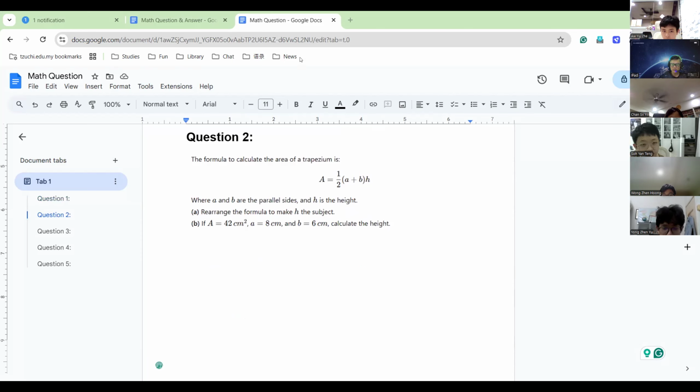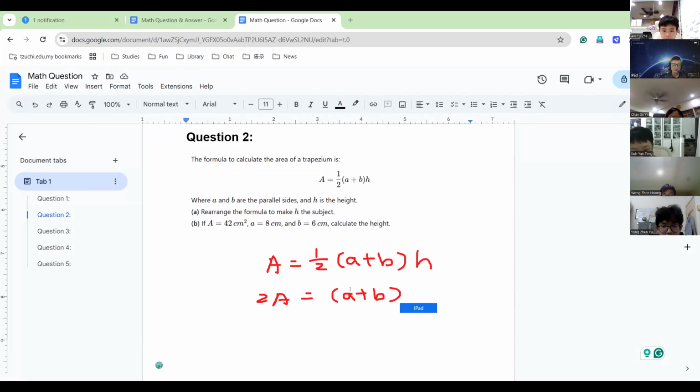Okay, so I have received a question. So this is the question. I received the question why we put 2A equal to A plus B times H, right? So the question is when we move this thing, why the A plus B no need to change to A minus B? So Tracy, you can answer? Because it's moving the whole thing into it.